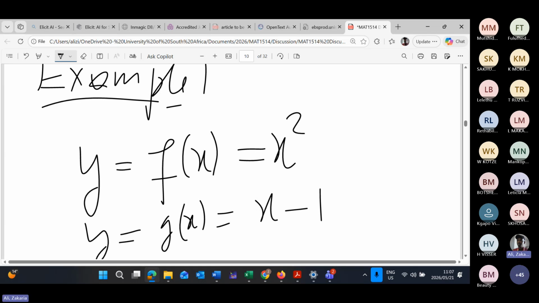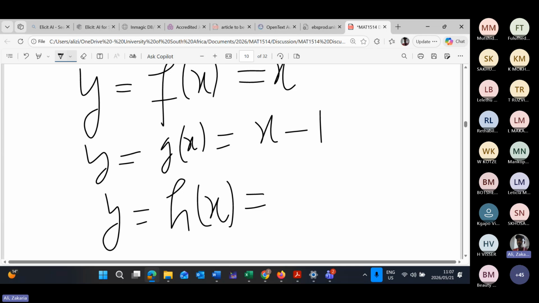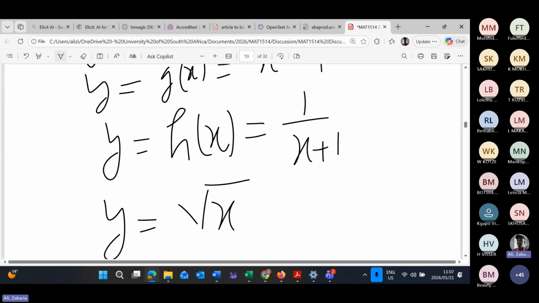That is another function. However, someone else can define another one. You can take it to the church and baptize it as h for Hector. You can define it as 1 divided by x plus 1. That's another function, isn't it? And so on and so forth. There are several functions. Let's give an example. I can take the square root of x, and again give it another name, maybe k of x.